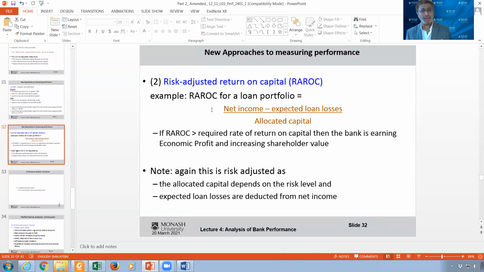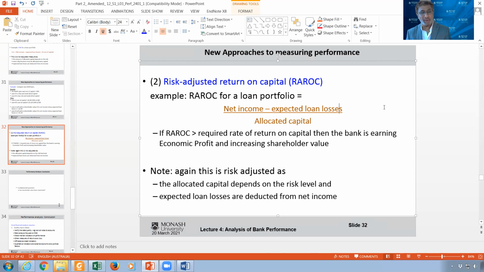The other one is the RORAC. RORAC is you take the net income minus the expected loan losses, divided by the allocated capital. So I will take the net income for a loan portfolio minus the expected loan losses, and I will see how much risk is actually there, and the risk is the allocated capital. This will give me the rate of return.